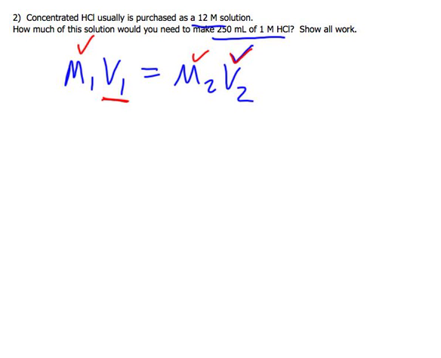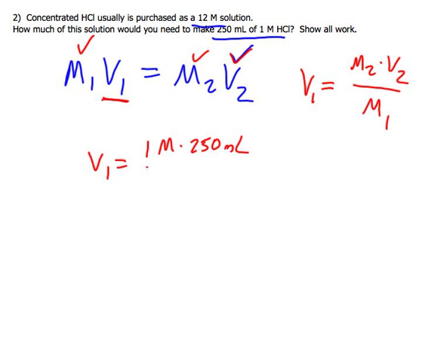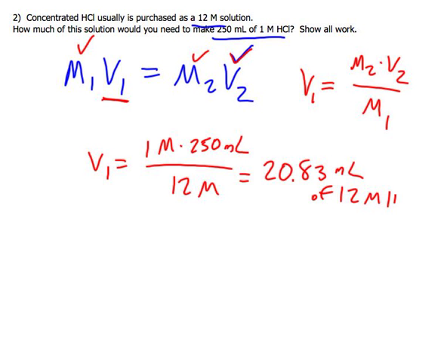So algebraically then, V1 is going to equal M2 times V2 over M1. So simply V1 is going to equal, in this case, 1 molar times 250 milliliters divided by 12 molar. So 250 divided by 12, I'm going to need 20.83 milliliters of my 12 molar acid. And so that is going to be what I'll need to make this work.